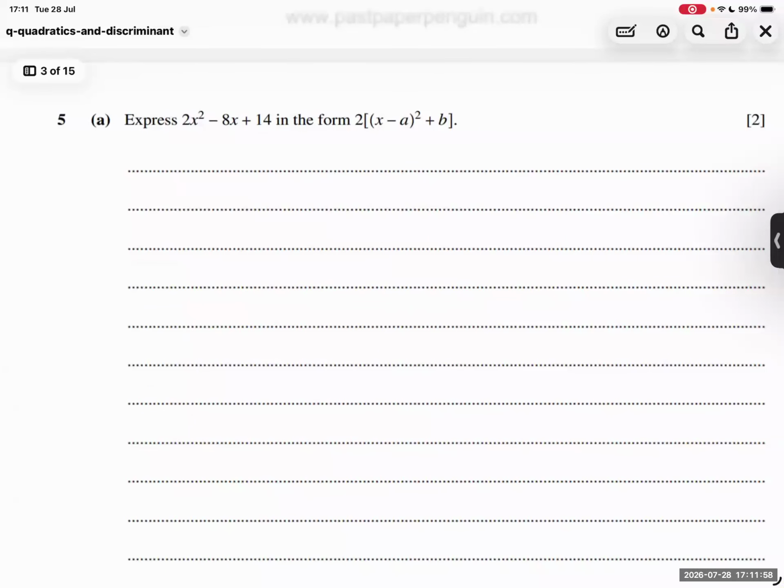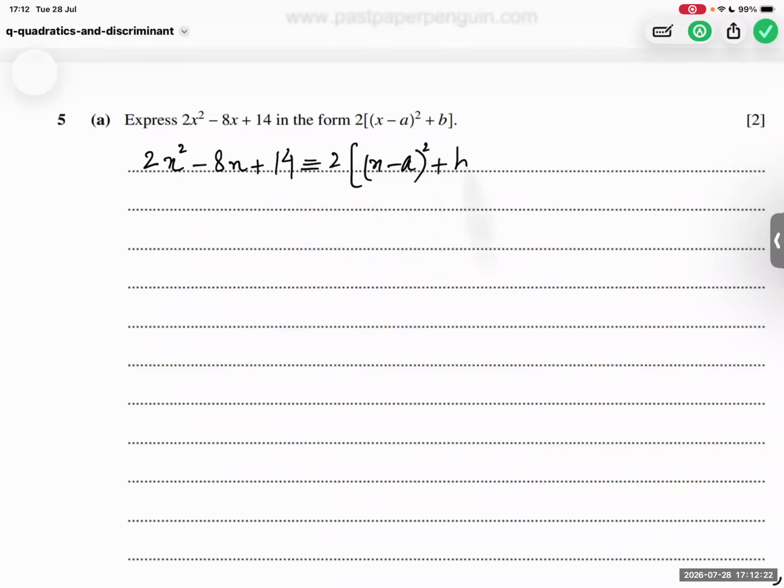We start with this, express 2x square minus 8x plus 11 in this form. We can do it with the comparing coefficients method, or directly by taking common. That's totally up to you. So this is 2x square minus 8x plus 14. That can be written as 2 into x minus a whole square plus b, right? Now it is recommended that we use the comparing coefficients method.